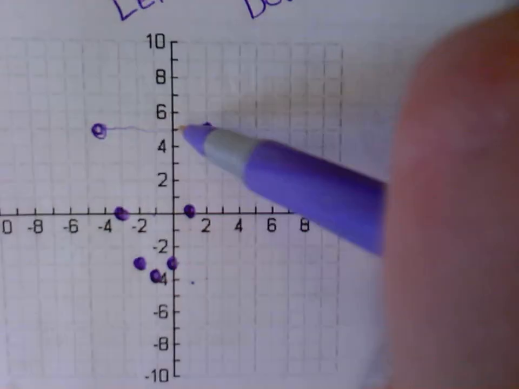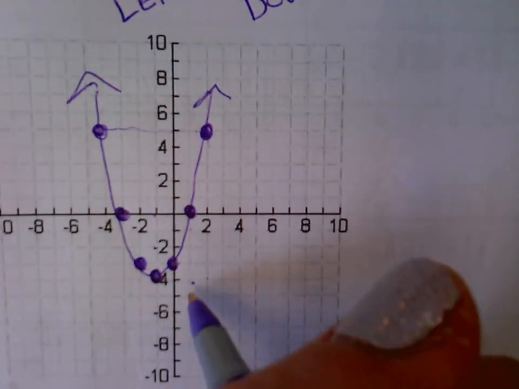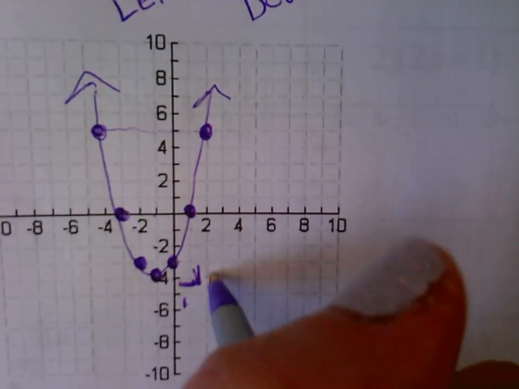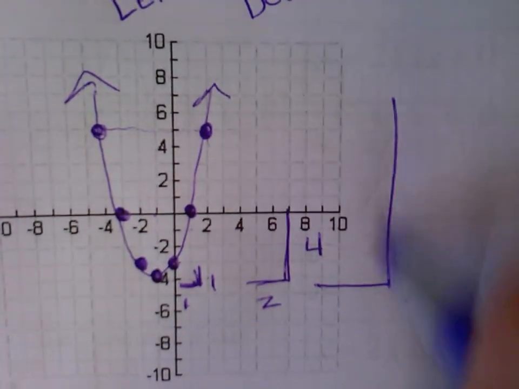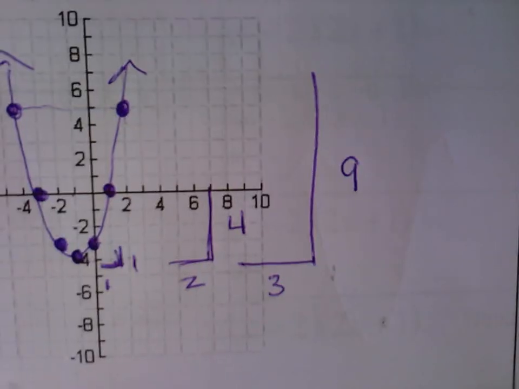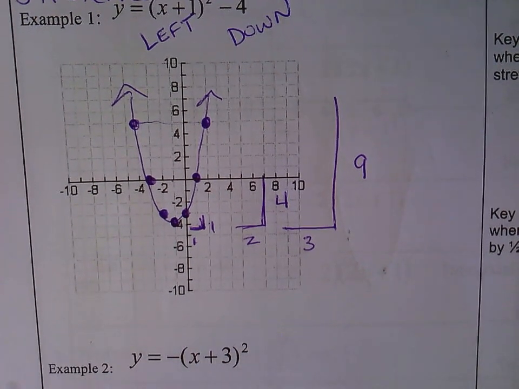So I do it with symmetry across this axis of symmetry here. So this is over 1, up 1. And then I did over 2, up 4. And then I did over 3, up 9. So those are the moves of the parent function quadratic. You already graphed it on that front page.